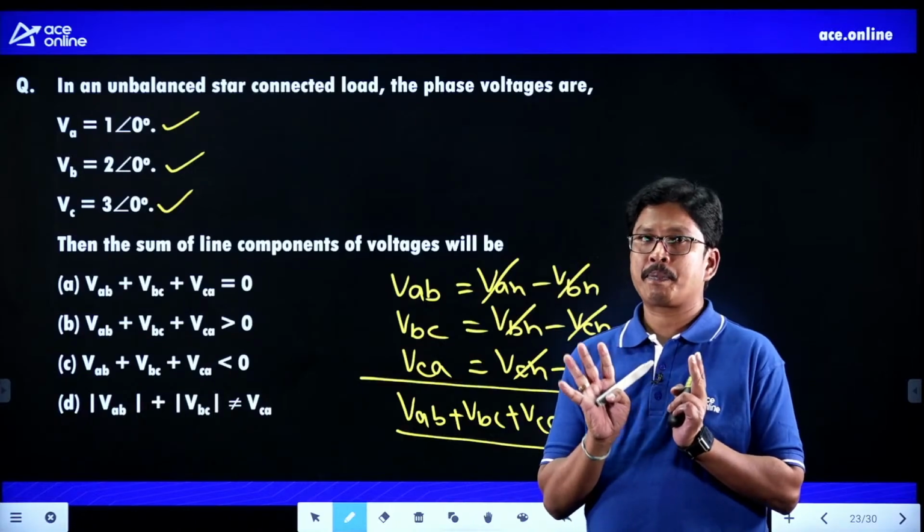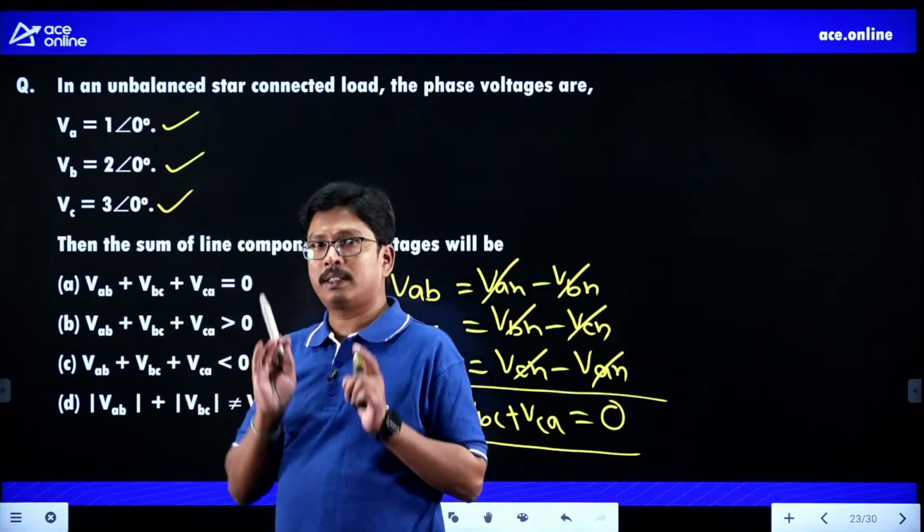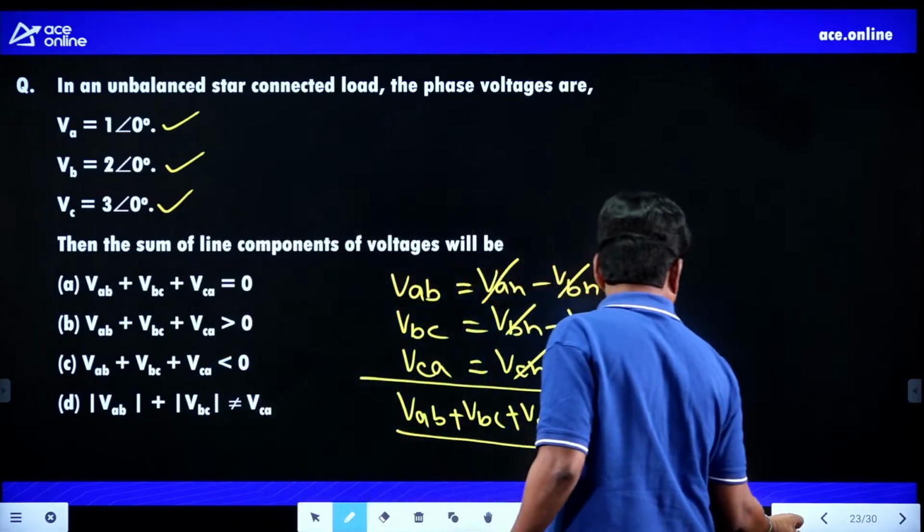No need to check it. But if you want to make the sum of the phase voltages equivalent to 0, the system should be balanced. The system should be balanced. I will write the statement here, try to understand.